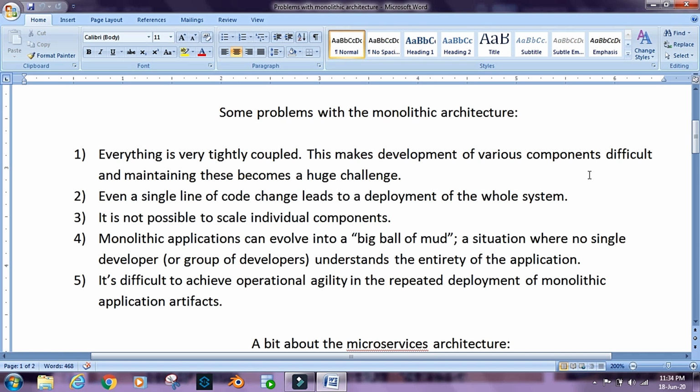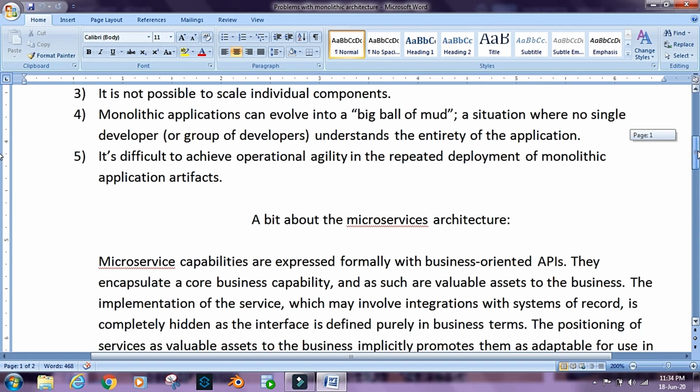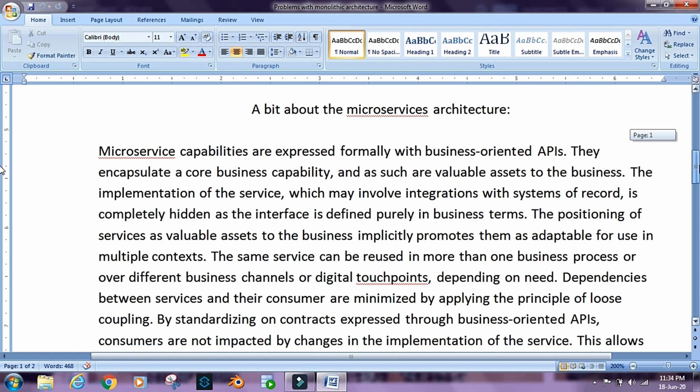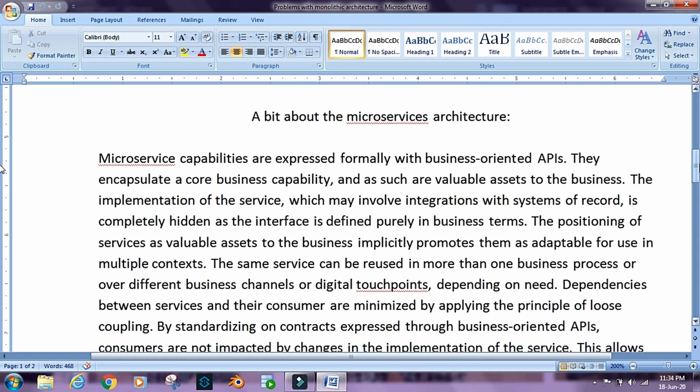Now let's take a look at the microservices architecture and try to understand what microservices is all about. So microservice capabilities are expressed formally with business-oriented APIs. Microservice is an architecture which encourages the API first approach. Now what is an API? Let's try to understand what an API is.